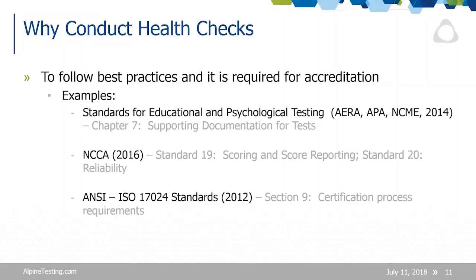Also, for those of you that are accredited, and even if you're not accredited, the health checks again provide that evidence that you need. It's best practice. It's not the words health check, but the information you get from health checks is provided in the standards: the AERA, APA, and NCME standards. It's mentioned in the NCCA standards, specifically 19 and 20, although it's probably referenced in other ones. ANSI standards, section 9 for the certification process requirements. So the health checks provide evidence that can be used as documentation in those applications for accreditation and for the routine documentation needed to maintain the accreditation.